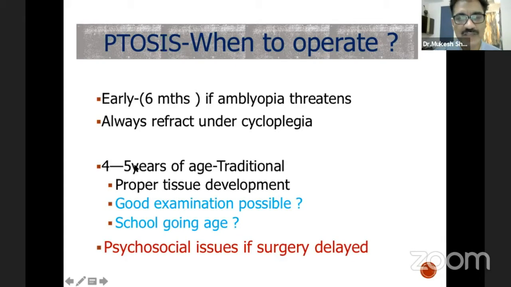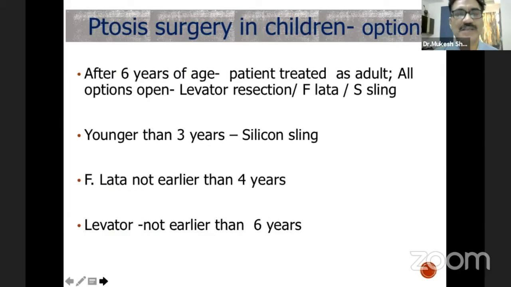So if we delay surgery beyond 5 years of age, then there are permanent psychological issues with the child. Whenever we operate a ptosis patient late, we always find the child as a depressed child. A child is never normal and never a bubbly kind of person as we see other children. So no point delaying surgery beyond this.